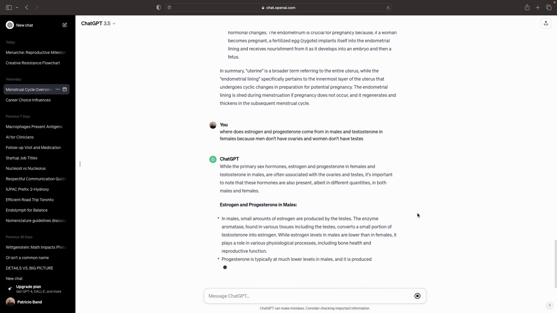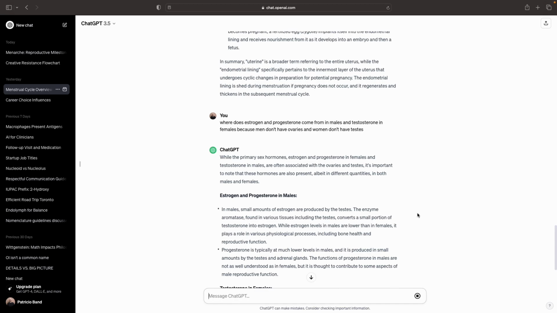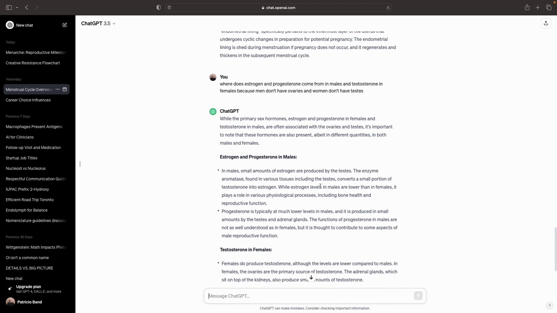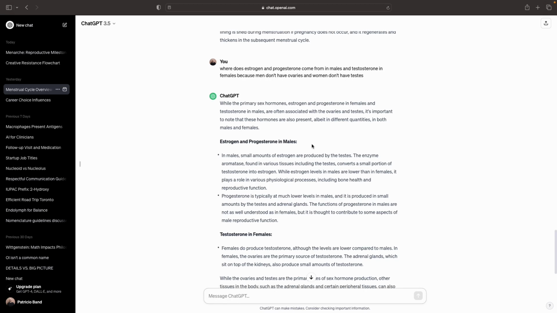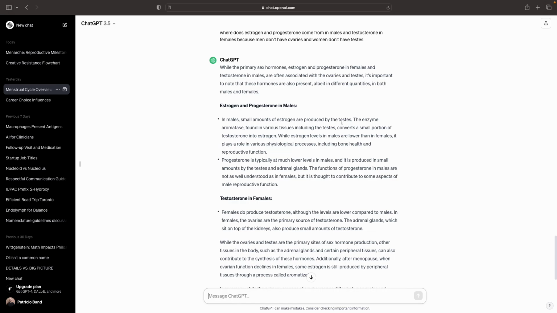While the primary sex hormones, estrogen and progesterone in females and testosterone in males, are often associated with the ovaries and testes, it's important to note that these hormones are also present, albeit in different quantities, in both sexes. In males, small amounts of estrogen are produced by the testes. So our testes do produce estrogen. The enzyme aromatase, found in various tissues including the testes, converts a small portion of testosterone into estrogen. While estrogen levels in males are lower than in females, it plays a role in various physiological processes, including bone health and reproductive function.